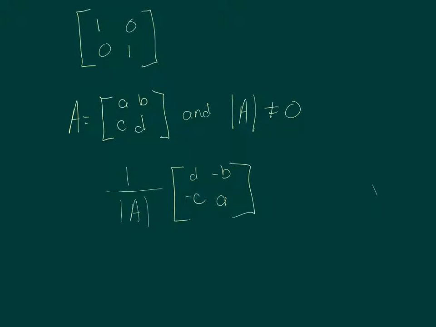Okay, you will notice what happens here is we switch the D and the A. Those flip around. Then the C and the B, we just change the sign. And then you multiply it by 1 over the determinant, or the reciprocal of the determinant. Okay, so now let's look at some examples.